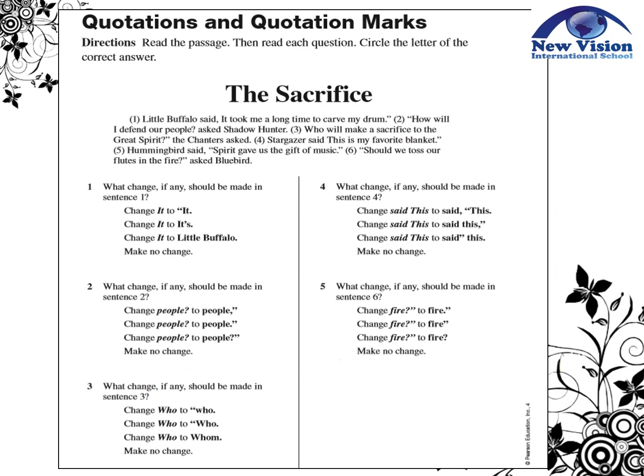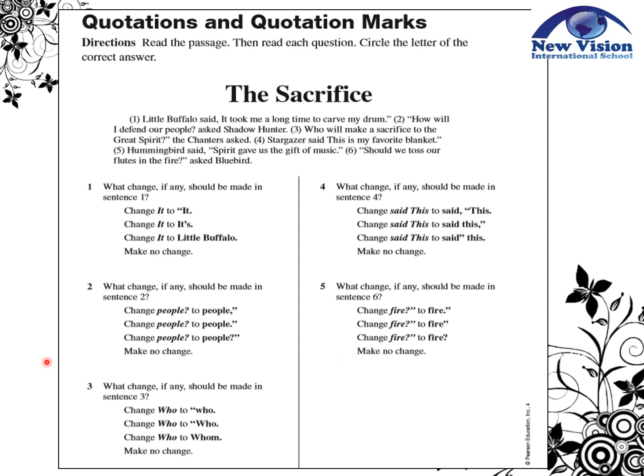Now let's answer the next page. The Sacrifice. What we're going to do is read the text and identify the mistakes and try to make them correct. The Sacrifice. Little Buffalo said, "It took me a long time to carve my drum. How will I defend our people?" asked Shadow Hunter. "Who will make a sacrifice to the Great Spirit?" the chanters asked. Stargazer said, "This is my favorite blanket." Hummingbird said, "Spirit gave us the gift of music. Should we toss our flutes in the fire?"